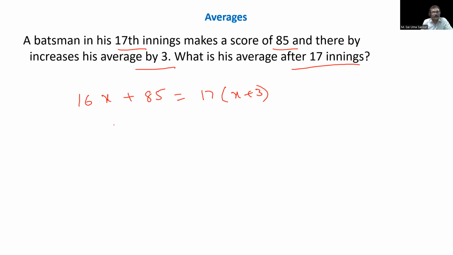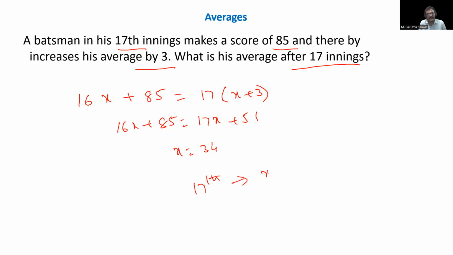So 16X plus 85 is equal to 17 times (X plus 3), that is 17X plus 51. So X is equal to 34. X is the 16 innings average. The 17th inning average is X plus 3, that is equal to 34 plus 3, which is equal to 37, the required answer.